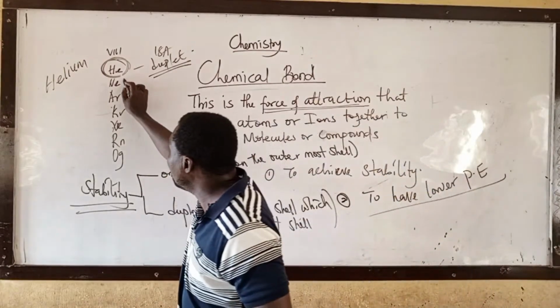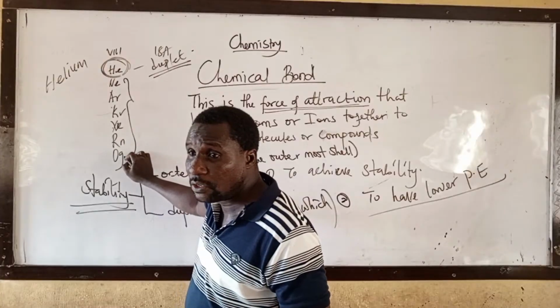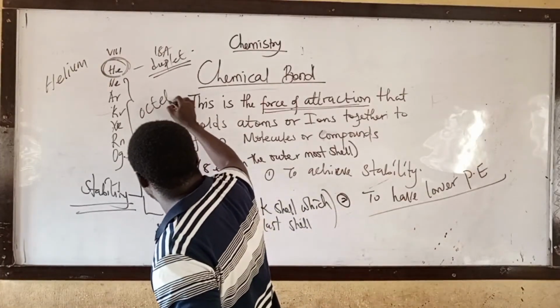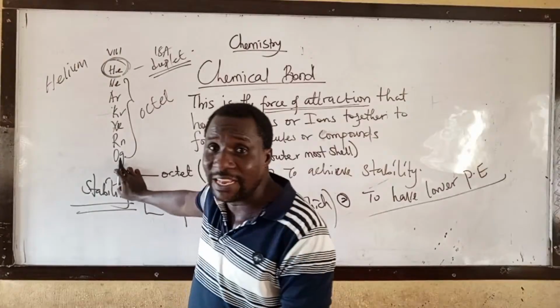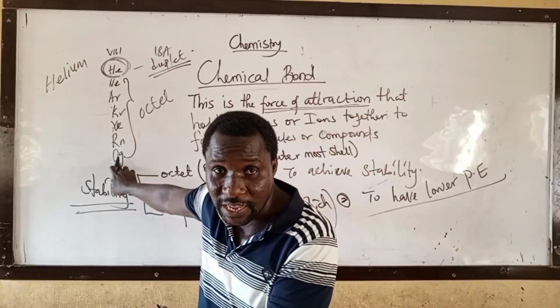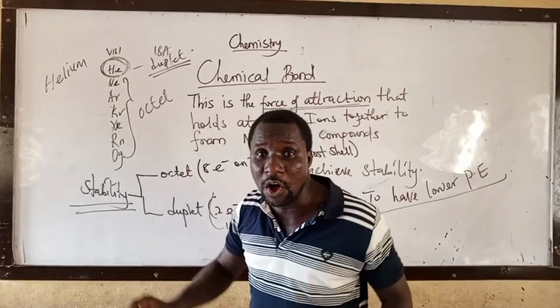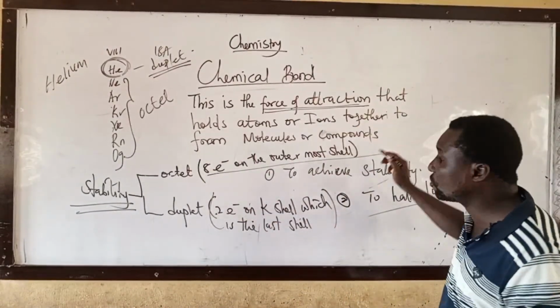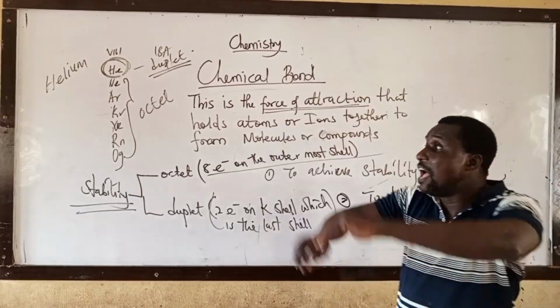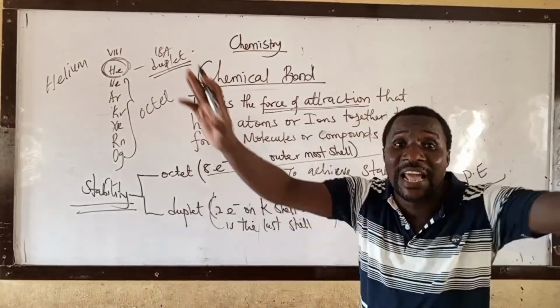Then the others, they form an octet, from neon to oganesson. This one was discovered in 2010. From neon to oganesson, they form an octet. That means they have 8 electrons on the outermost shell.